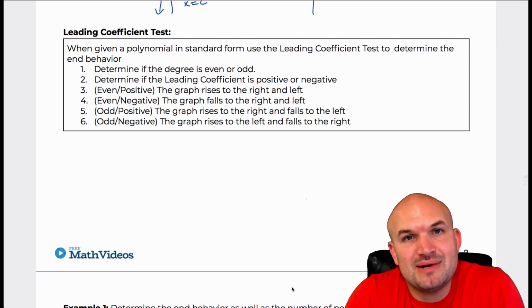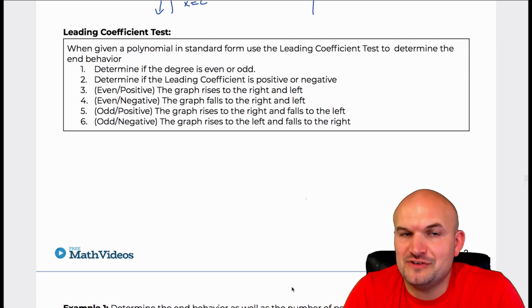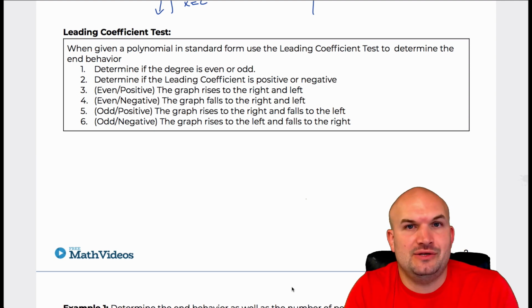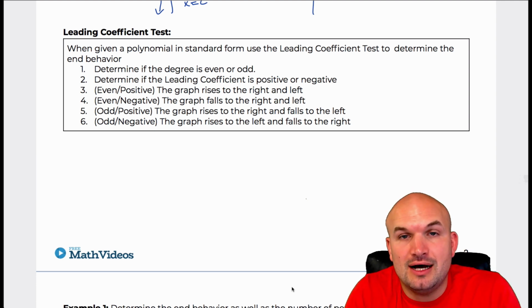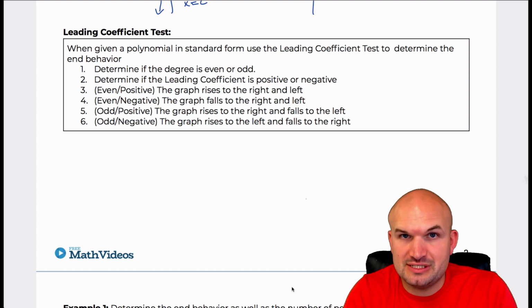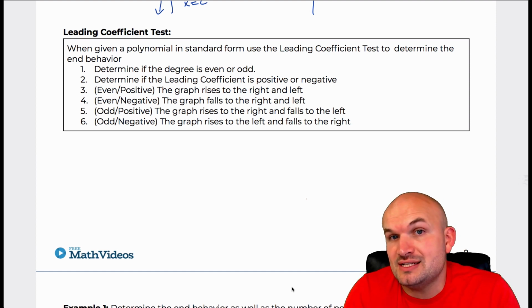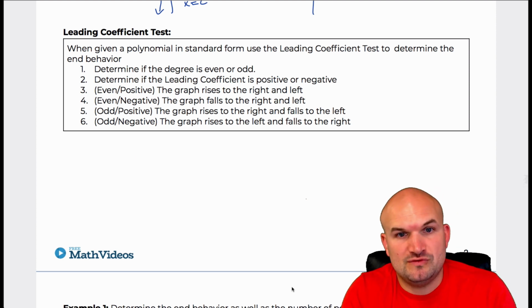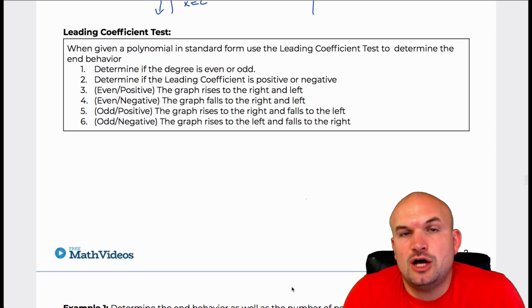Okay, so let's talk about the leading coefficient test for polynomials. We discussed that polynomials are continuous and continue without bounds, meaning as you continue to graph them, they're either going to continue rising or falling as you move to the right, or rising or falling as you move to the left. And that is what we basically call our end behavior.